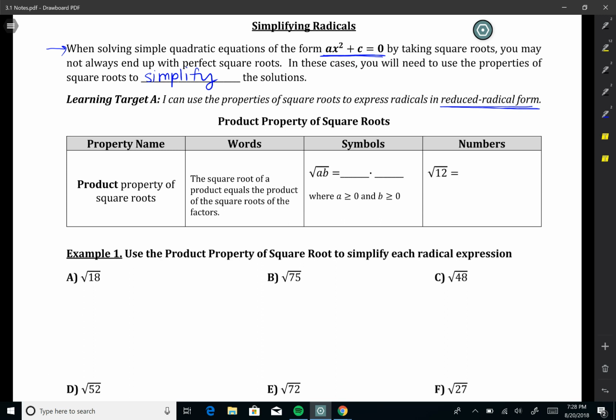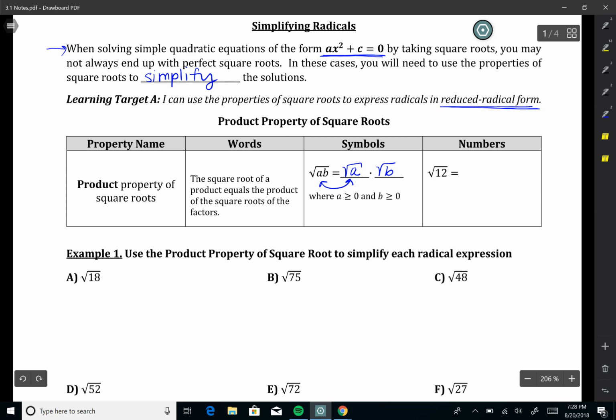In symbols, it might look a little easier. If we're taking the square root of a times b, I can separate those factors out and take the square root of a and then multiply it by the square root of b. And I can go the other way too. If I have separate numbers under radicals, I can always multiply them together to be under the same radical. So this goes both ways.